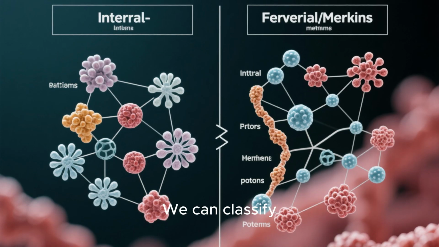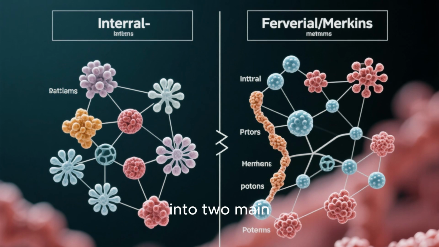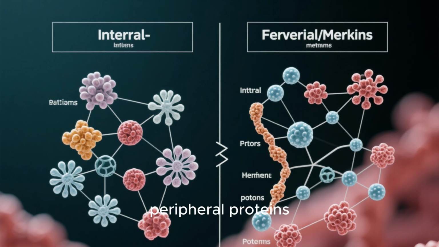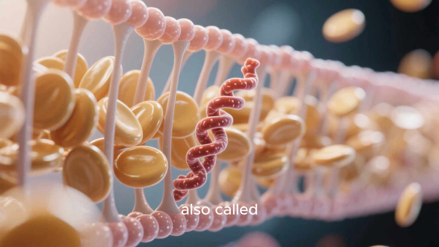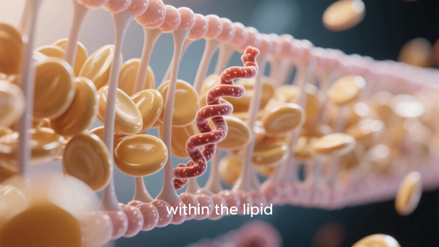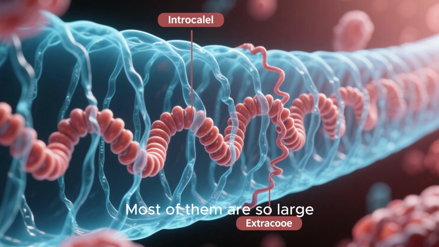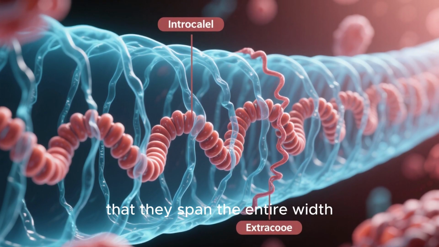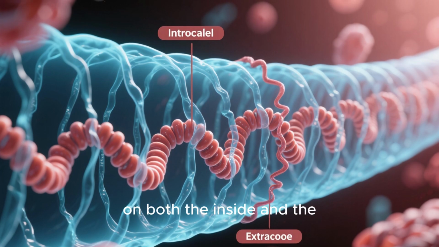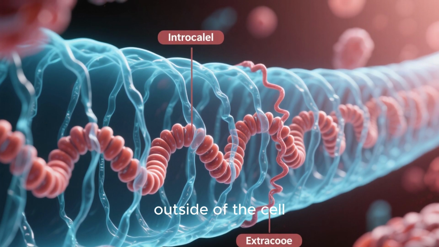We can classify membrane proteins into 2 main groups: integral proteins and peripheral proteins. Integral proteins, also called transmembrane proteins, are firmly embedded within the lipid bilayer. Most of them are so large that they span the entire width of the membrane, with parts exposed on both the inside and the outside of the cell.